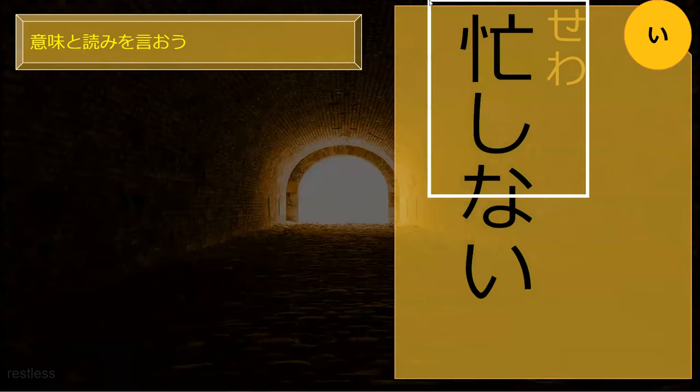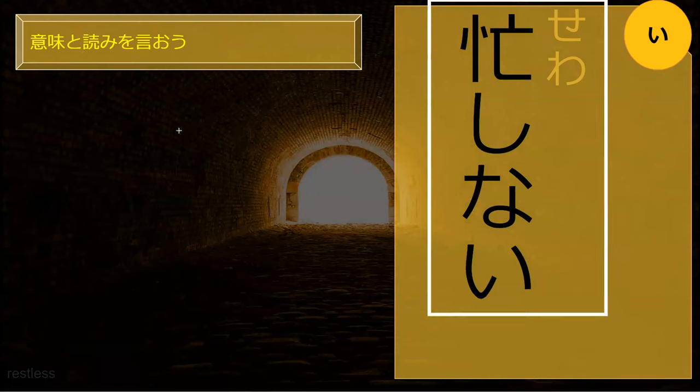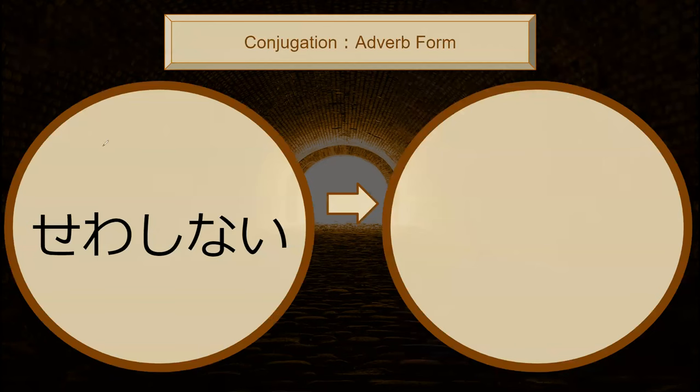Sewa shinai means to be restless, to not calm down. Sewa shinai, which is an i-adjective, of course. What is the adverb form of sewa shinai? To not calm down. Sewa shinaku. Perfect.